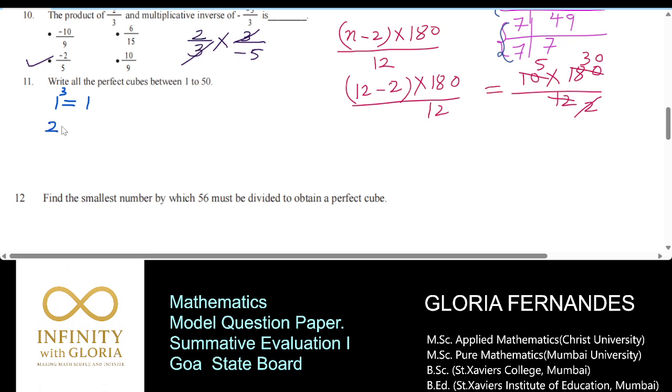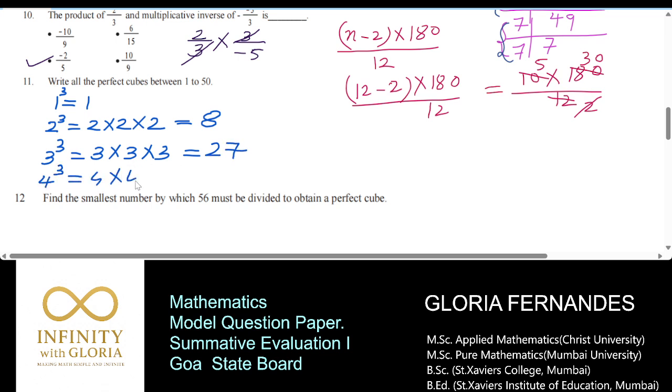Okay. Next is 2. 2 cube is going to be, what do you mean by cube? You are multiplying that number 3 times. So 2 2s are 4, 4 2s are 8. Yes. Then we have 3 cube. So 3 3s are 9, 9 3s are 27. Then we have the next number as 4 cube. So 4 4s are 16 and 16 4s are 64.